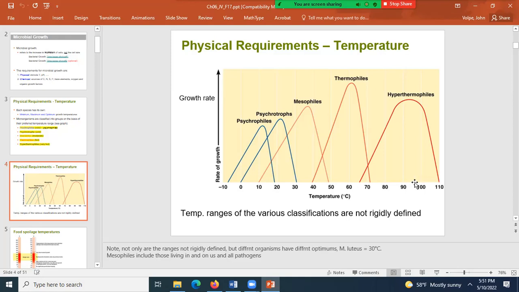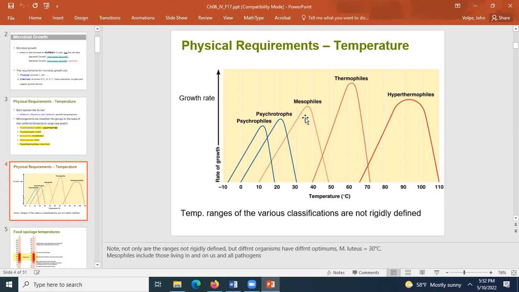Now, you should know that each organism has its own classification, that the mesophile category is not rigidly defined. Not all mesophiles grow best at 37 degrees. For example, Staphylococcus epidermidis grows best at, I think it's 30 or 31 degrees Celsius. And we do consider it a mesophile.